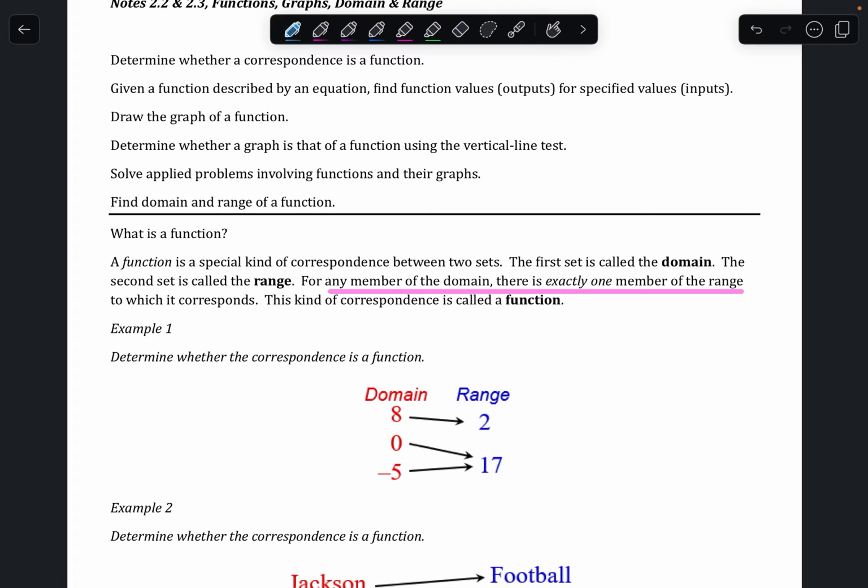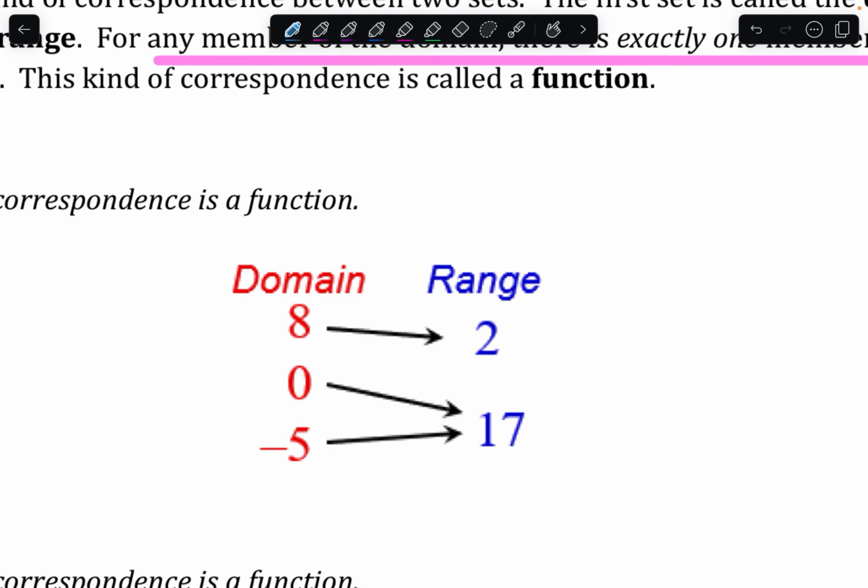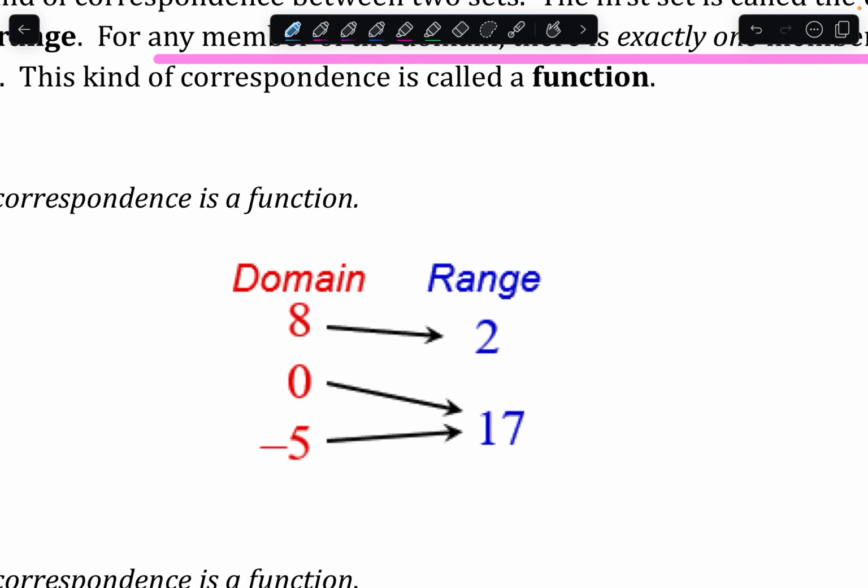All right, so example 1, determine whether the correspondence is a function. We call it a correspondence because we don't know whether it is or not. So by definition, to be a function, each member of the domain has to have exactly one member of the range. So the member of the domain 8 has exactly one member of the range 2. The member of the domain 0 has one member of the range 17. And the member of the domain -5 has one member of the range 17.